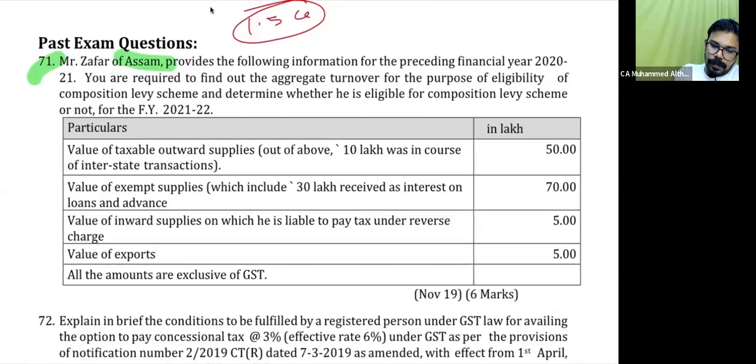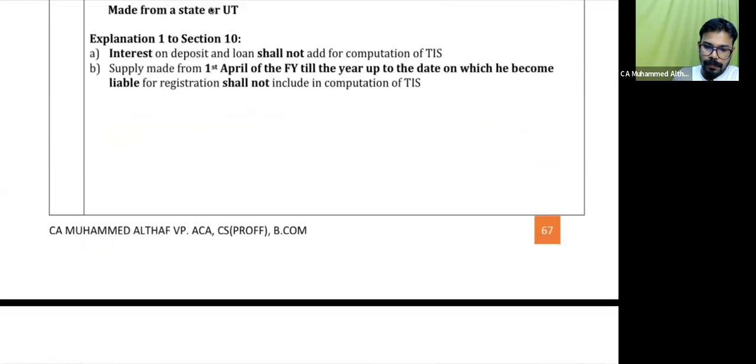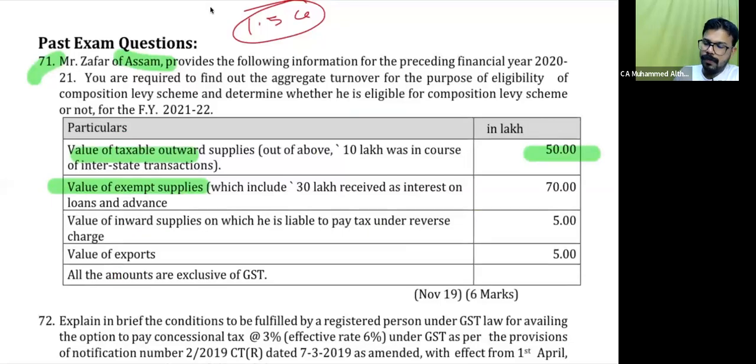See, I'll show you. First one, value of taxable outward supply. Out of 10 lakh, interest is definitely to be added in the aggregate turnover, so 50 lakh. Value of exempted supply. Exempted supply we should add, but one thing you have to understand: in the aggregate turnover definition, the explanation says interest on deposit shall not be added while computing the aggregate turnover. So out of this 70 lakh, 30 lakh is interest. So here you have to add only 40 lakhs, because 30 lakh is interest.